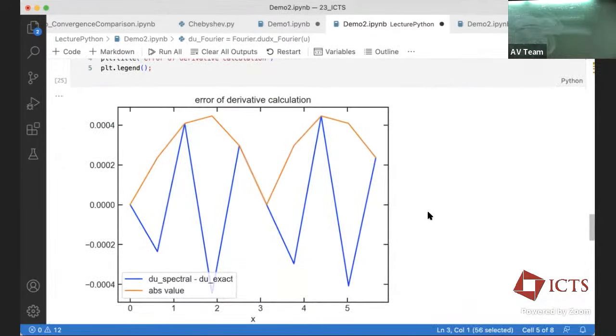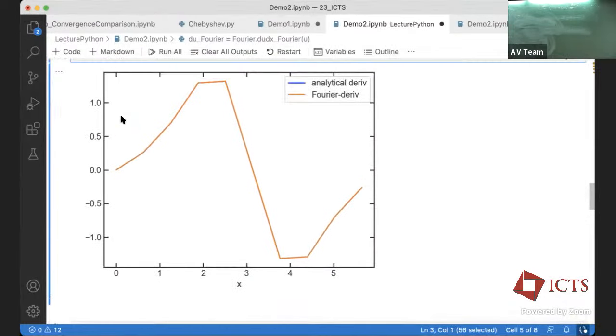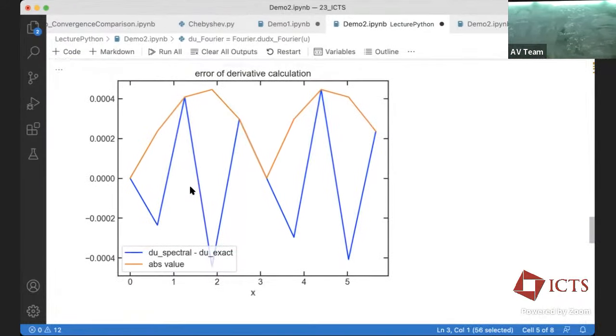And here's a plot of the difference. And the difference is 0.0004 of a function that's of order 1. So we have about 4 significant digits, despite playing all these games with only 10 grid points.